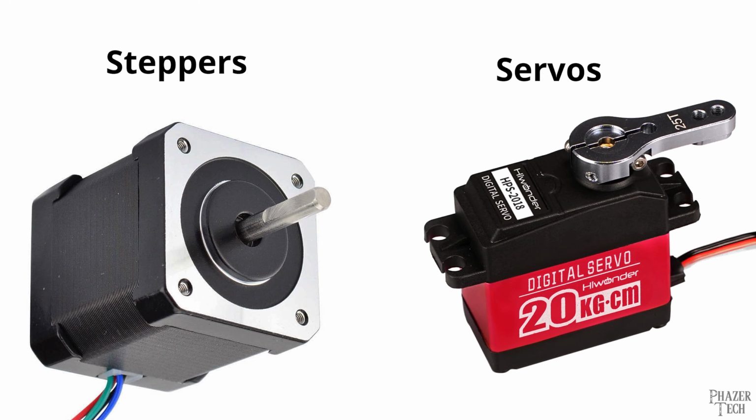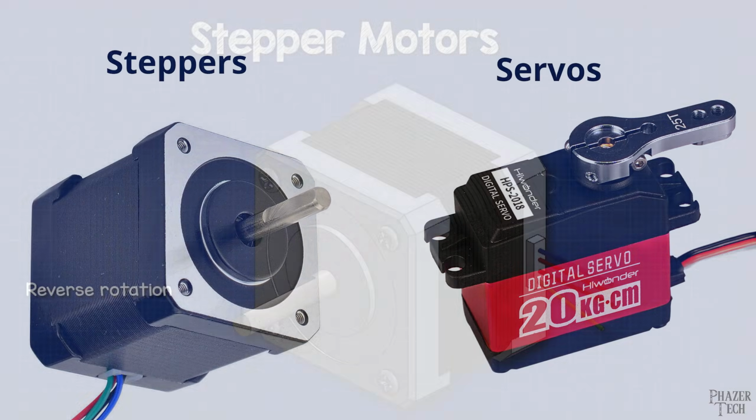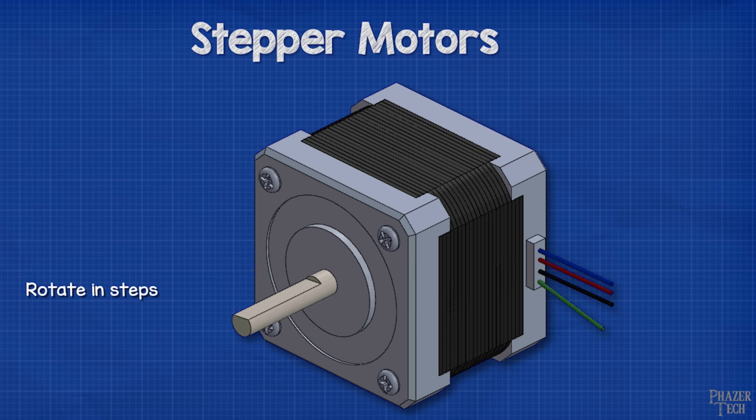While there are many other types of specialized motors out there, the two I'll be focusing on today are stepper motors and servos. So let's start with steppers. Stepper motors are a special type of brushless motor that are designed to move in discrete increments as they turn around.